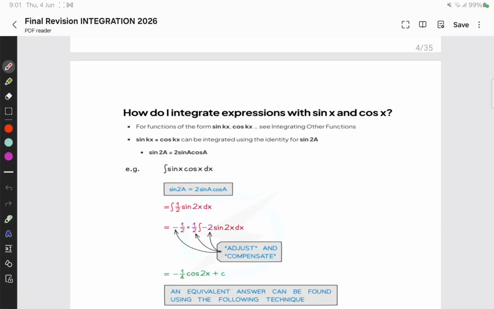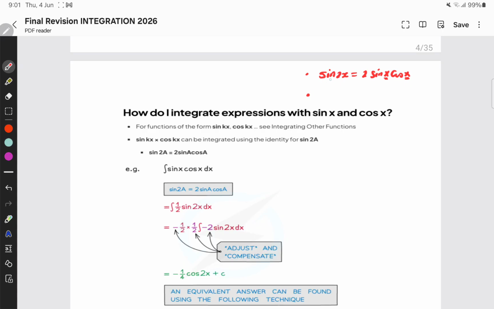Now we just need to know how to integrate functions involving sine and cosine, or sine times cosine. So first of all, we need to remind ourselves of the double angle formula: sine 2x is equal to 2 times sine x times cosine x. So when we see sine times cosine and both have the same angle, we can change that to the double angle formula, because we have a rule for a basic integral.